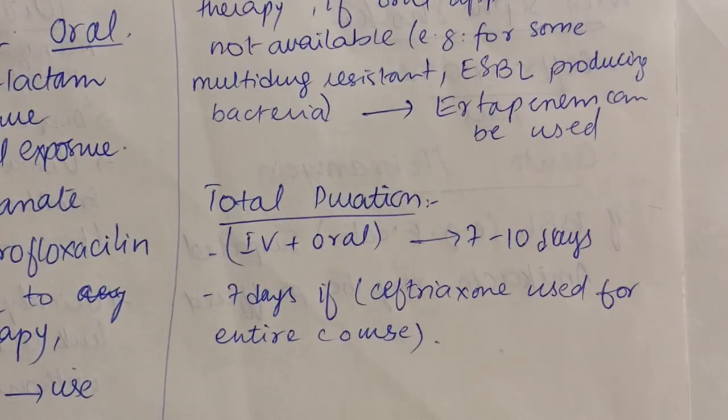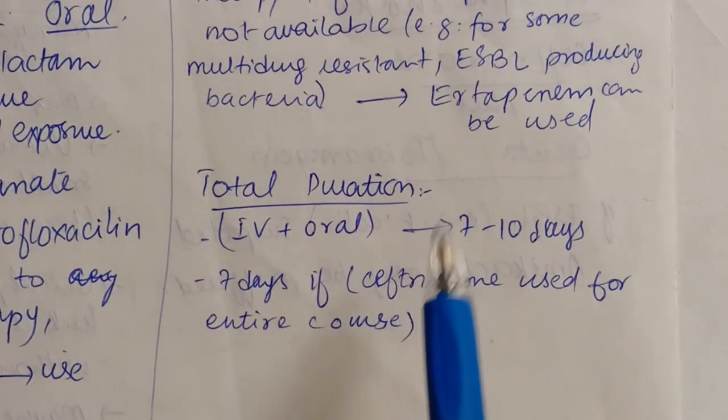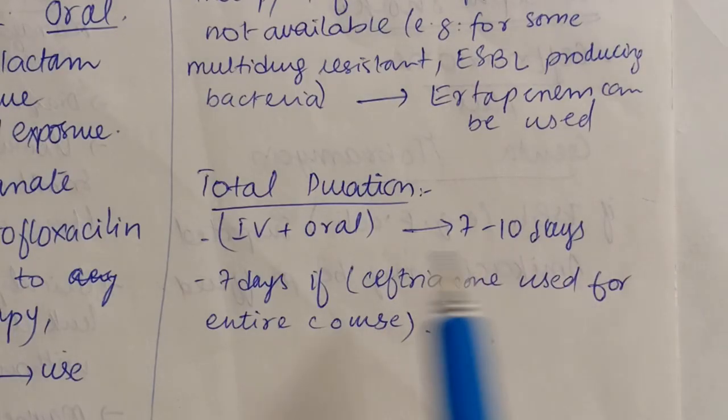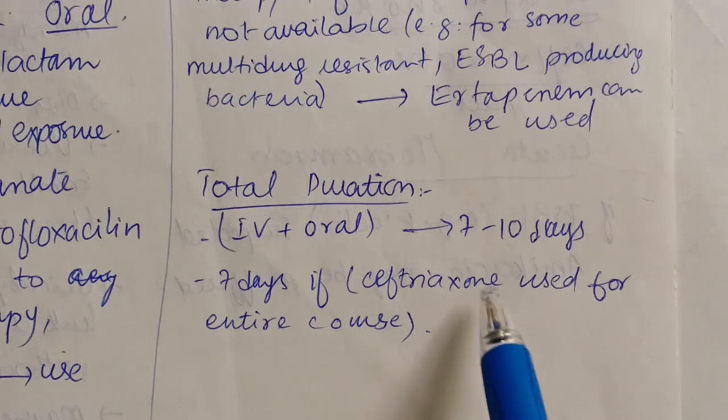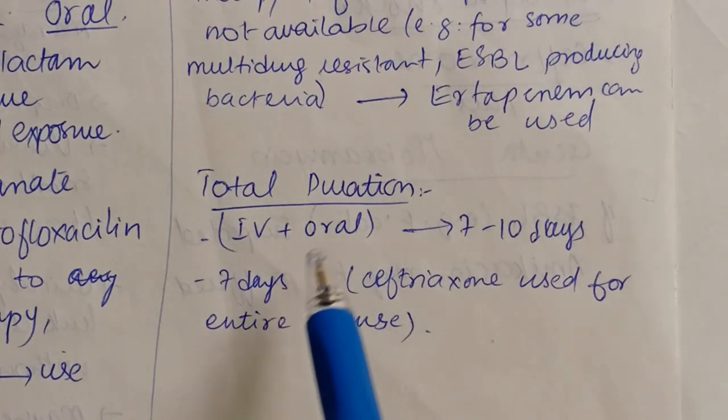So the total duration for the acute pyelonephritis treatment, IV plus oral, is actually 7 to 10 days. And if the patient had the antibiotic course with ceftriaxone, then 7 days would be enough.